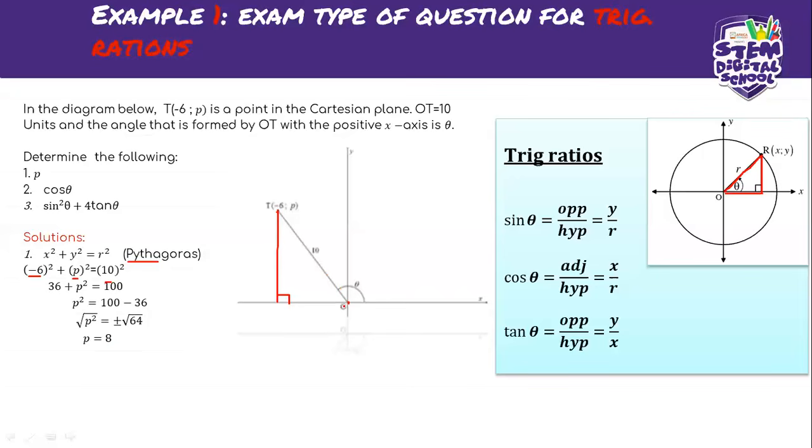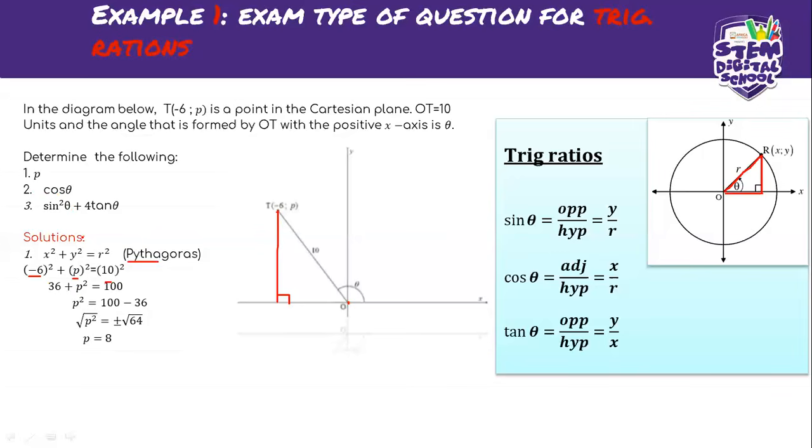For instance, if our terminal arm OT was on the third quadrant, then our value of P would have been -8, right? But because our terminal arm OT is now on the second quadrant, our value of Y or P will be positive. All right. Now we can go and answer number 2, which is 2 cos theta.